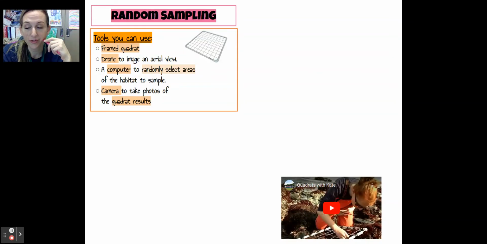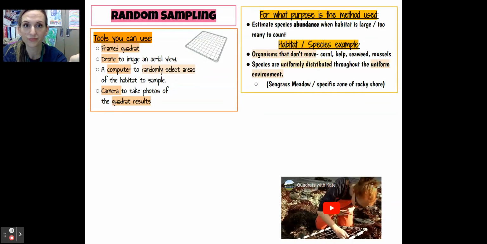A camera to take photos of your quadrat results, perhaps. So maybe you're underwater and you can't take a picture of everything, or the temperature is really cold and you want to get out of there, you can take photos.